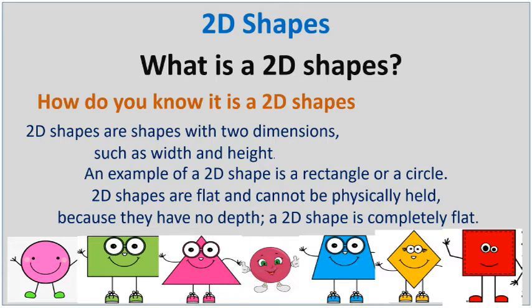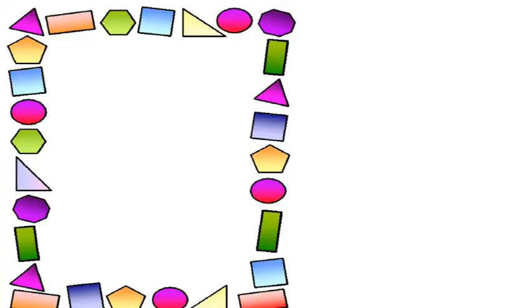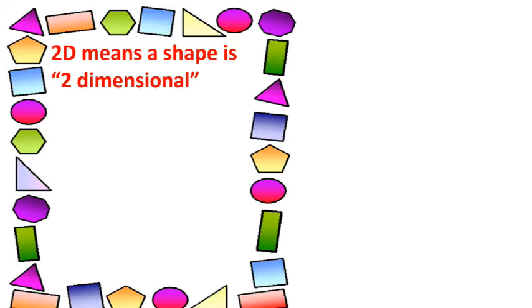2D shapes are flat and cannot be physically held because they have no depth. A 2D shape is completely flat. 2D shapes have two dimensions. So 2D means a shape is two-dimensional.